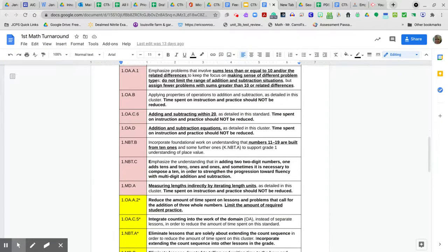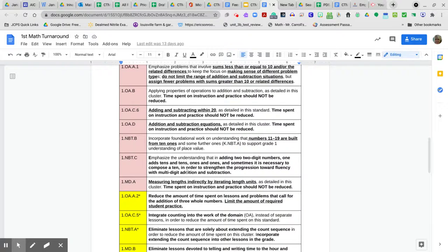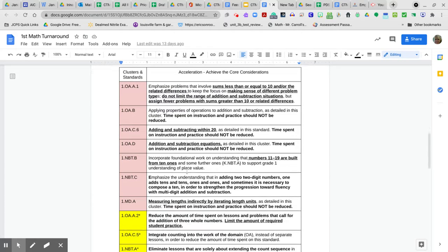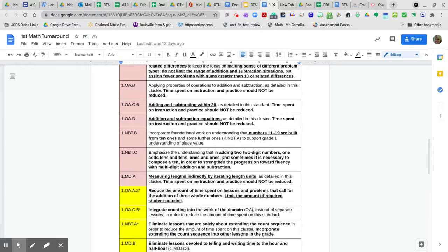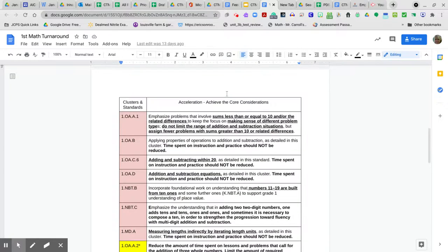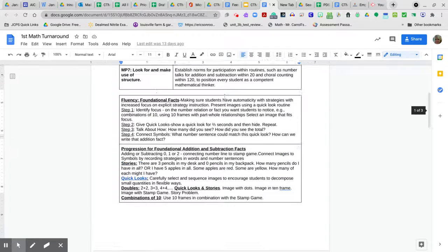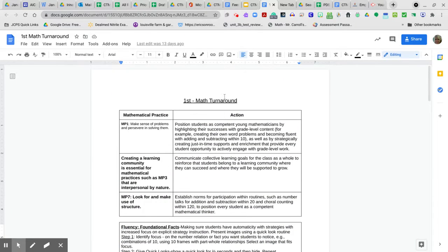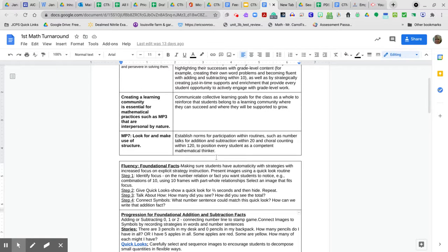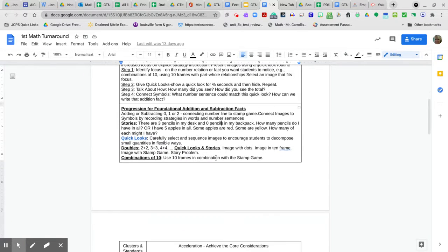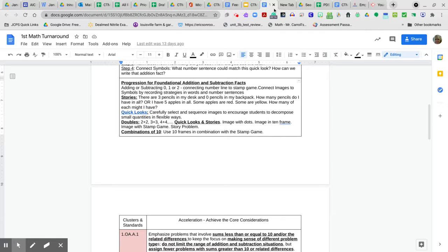to give you some nice discussion, I'm sure, in your PLC, and just kind of making sense of this as you determine what your pacing is. Again, the goal is for acceleration, which is our turnaround. Using what we know and putting in our sources that we have from the district and Engage New York and so forth. So again, these are turnaround standards for first grade.